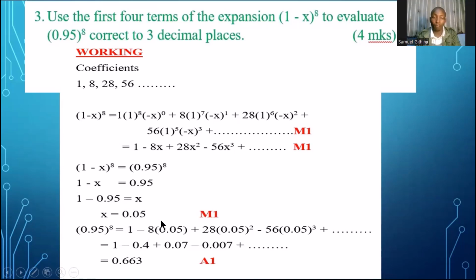So if I want to solve 0.95 raised to power 8, I'm supposed to take the 0.05 and substitute it where there is x here. Where there is x, I'll just substitute with 0.05. And with a good calculator, you will work out until you get the answer, 0.663. The question was directing you, student, to give your answer to 3 decimal places.